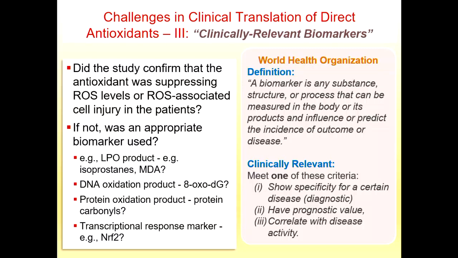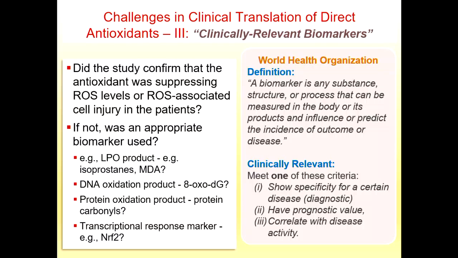Okay, so a biomarker, of course, is a molecule, some substance that can be measured in the body and predict the outcome or incidence of disease. And we're wanting clinically relevant biomarkers, ones that are specific to a particular disease, have prognostic value, that is, in the sense that if you can measure a certain level of a biomarker in blood or urine, you can say that person is at risk of a certain severity of the disease. So these are very important.